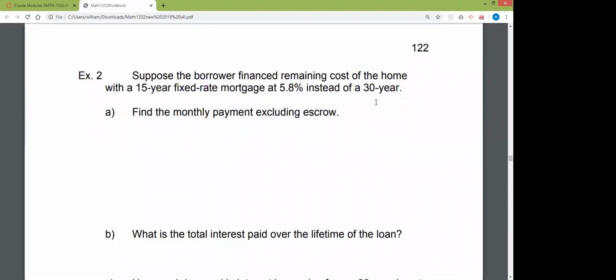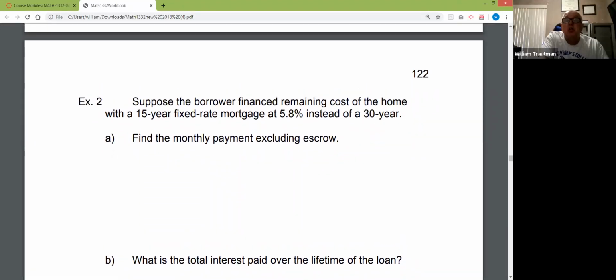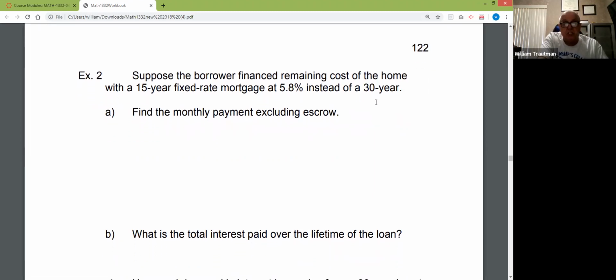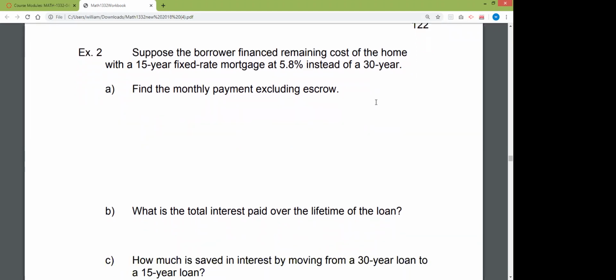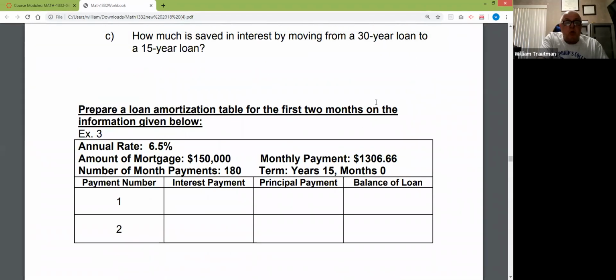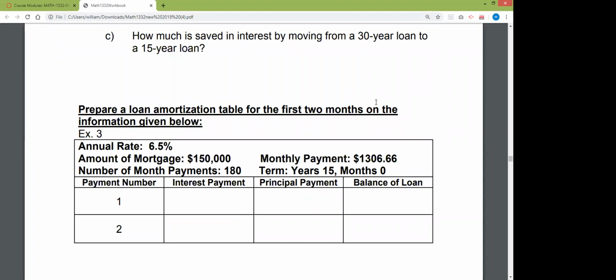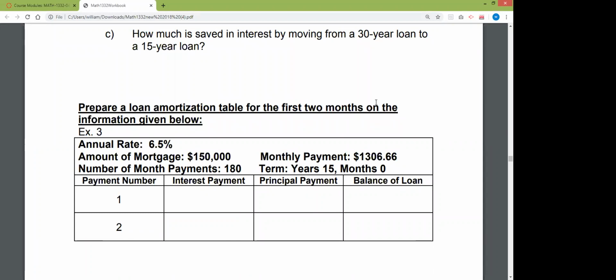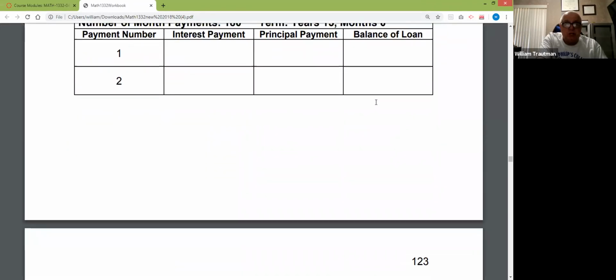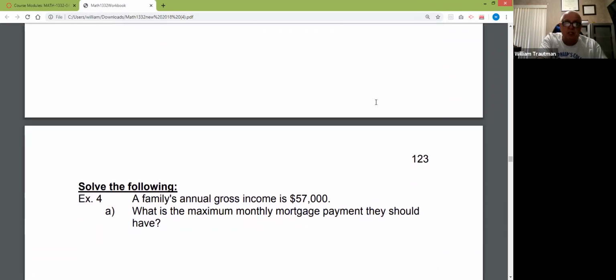Where does the 12 come from? That's 15 years, and each year has 12 months, so it's 15 times 12. That's what I thought. Okay. So this one here where it says prepare a loan amortization table, I'm not going to do that. I'm not worried about that. If you have a homework problem, you're out of luck on that one.